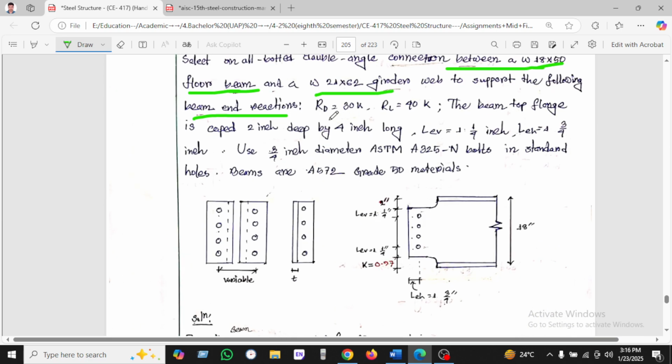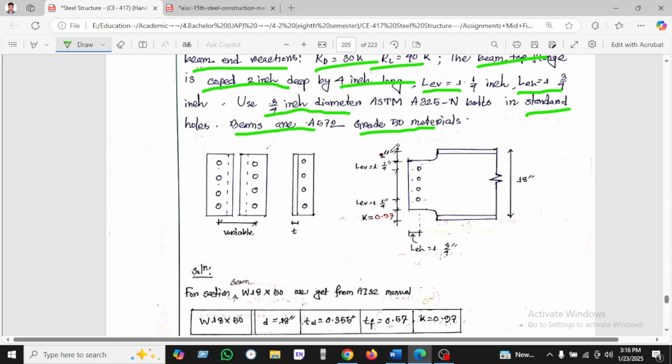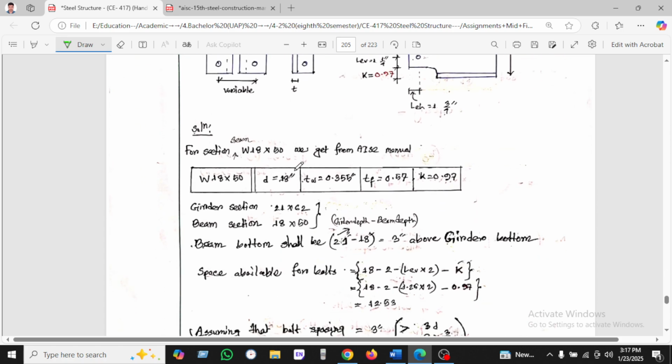We can see the dead load is given here and the live load is given there. The beam flange cope is 2 inches deep and 4 inches long, and the angles are L4x3x1/4 inches. Use 3/4 inch diameter ASTM A325 bolts for standard holes. Beam material is given as A50. We have the beam here as W18x50.